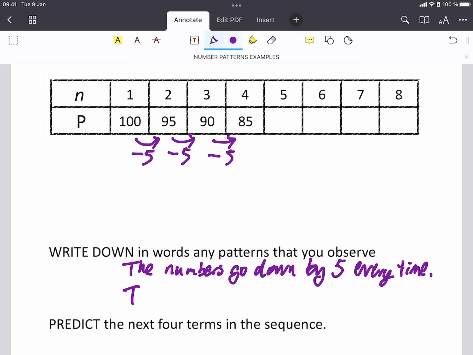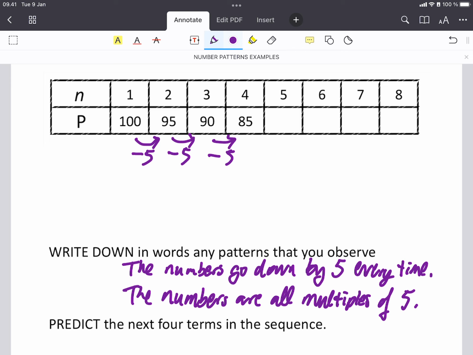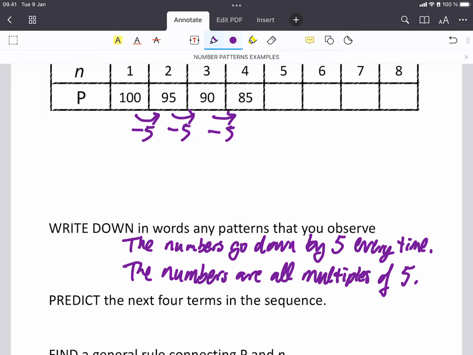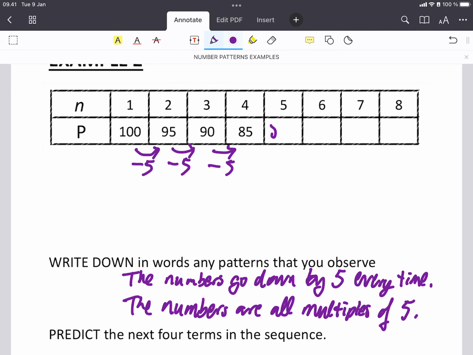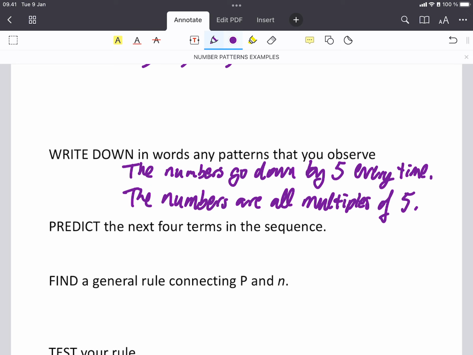You might write the numbers are all multiples of 5 in this case. Predict the next 4 terms in the sequence. Okay, so that's easy to do. Just keep going down by 5 every time. So you don't need to have figured out the rule to have done this. So predict the next 4 terms in the sequence, see table.